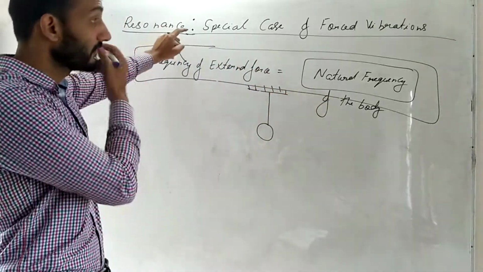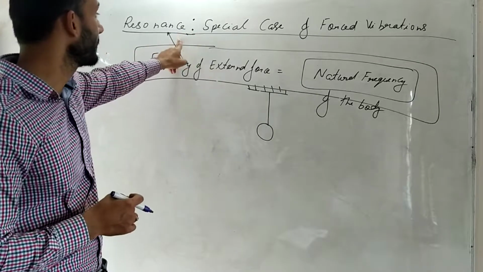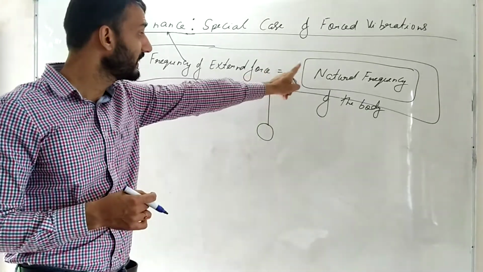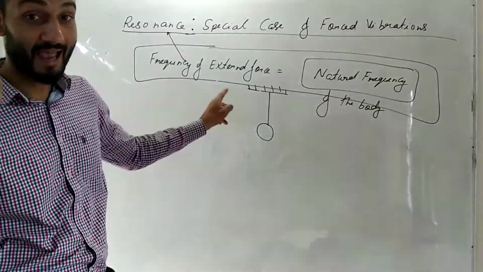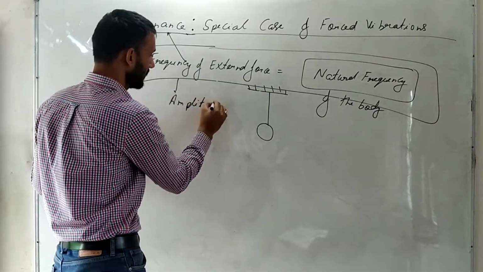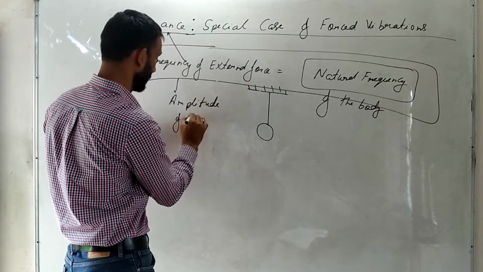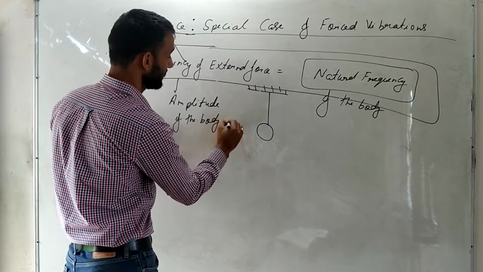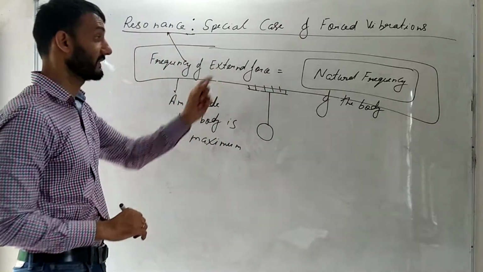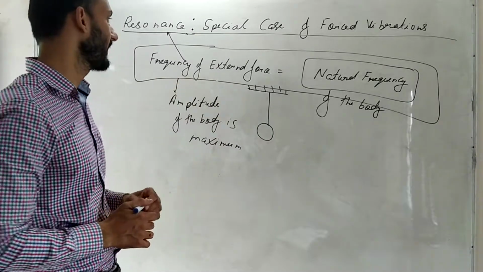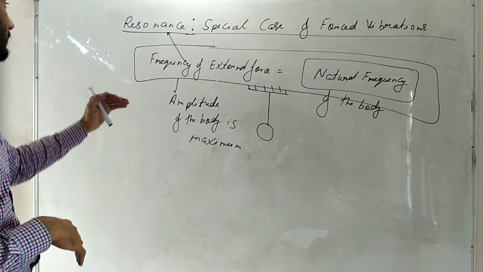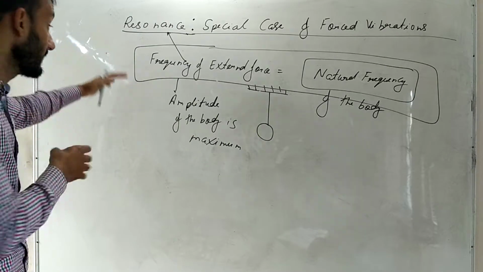If you write the definition of resonance, what are you going to write? Resonance is a phenomenon in which the frequency of externally applied force matches or equals the natural frequency of the body, and when this happens, the amplitude of the body is going to be maximum. Amplitude becomes maximum when this takes place. So when the frequency of externally applied force equals the natural frequency of the body, the amplitude of the body becomes maximum. This is what we call resonance.